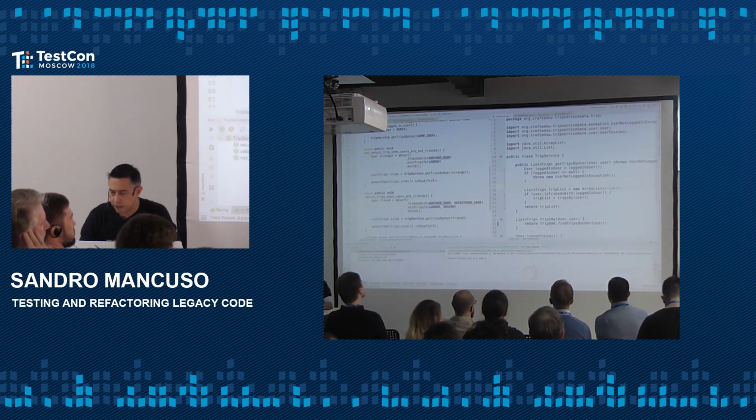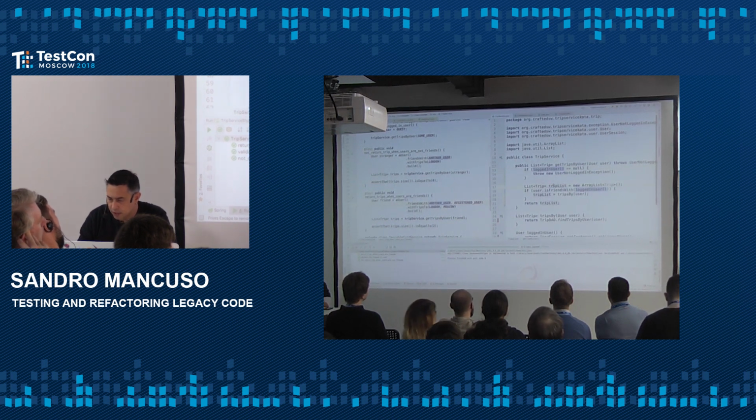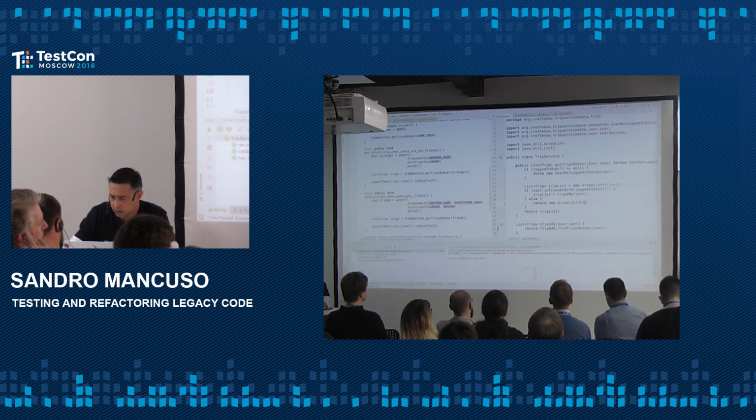So let's get rid of all the variables. Inline this. What I will do is an intermediary step in here. I will return new array list in here. I will return this from here.